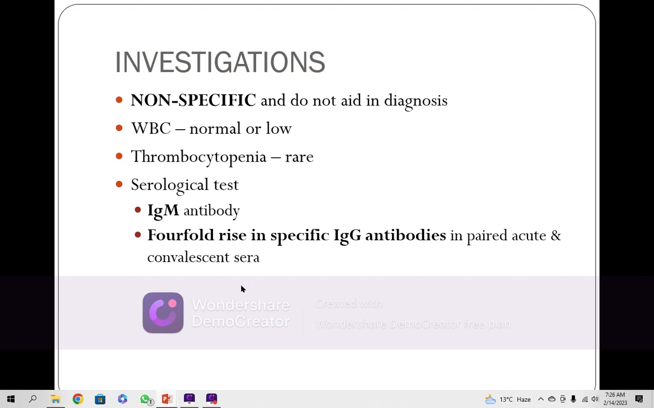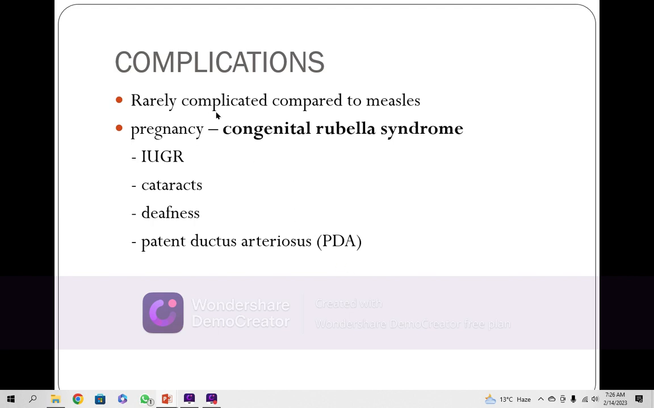The serology should be done to find out whether the pregnant lady has previously developed this type of infection or not. Otherwise, congenital malformations may be more common in these pregnant ladies. Complications are really complicated compared to measles.